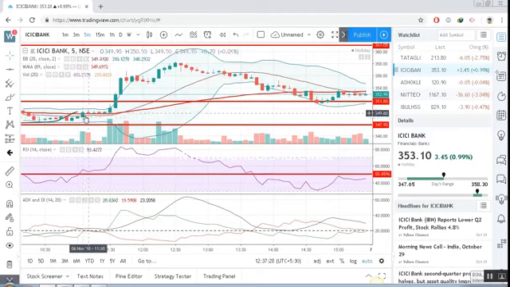You're entering at 350.25. The price has shot up from there with a risk of not even 1 rupee, approximately 1 rupee. Your stock went from 350.15.